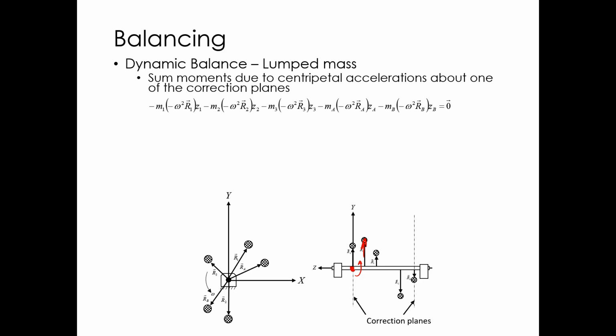Now for the A balancing weight, ZA is 0, so this term actually goes away. I need to know the z coordinate for each of these planes, so I need to know how far along the z-axis is this guy, how long on the z-axis is this guy, how long is this guy, and the distance between our A and B planes.